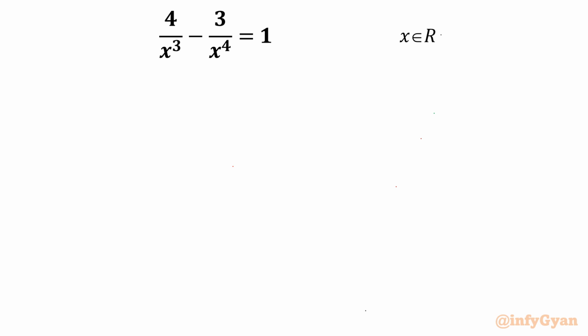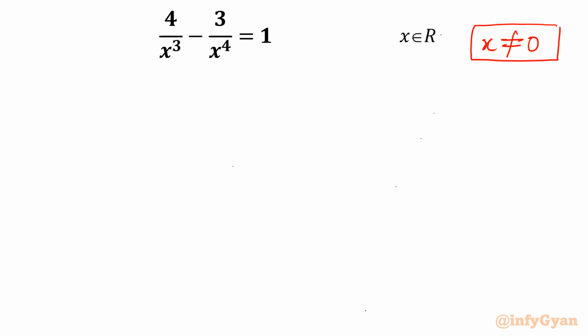In this very exciting and powerful video of algebraic challenging equations, today we are going to solve a very interesting rational equation. The equation is 4 over x cube minus 3 over x power 4 equal to 1, and given x is a real value. So let's get started by writing the domain of the equation. As you can see, x is involved in the denominator. So I can write x cannot be 0.